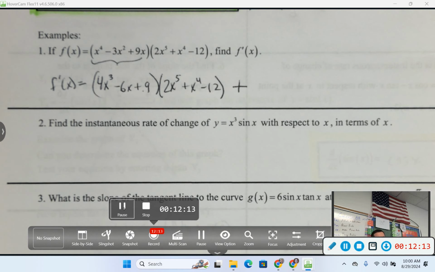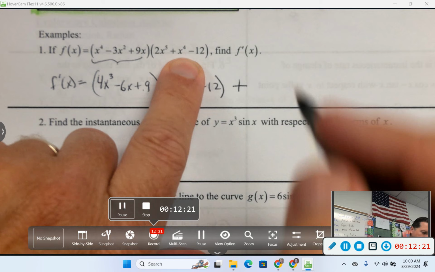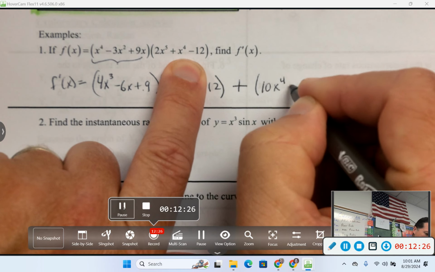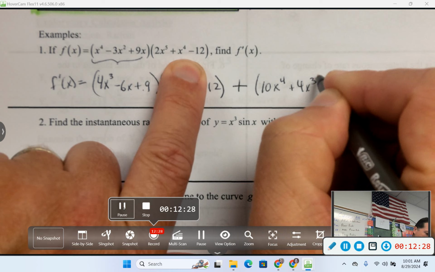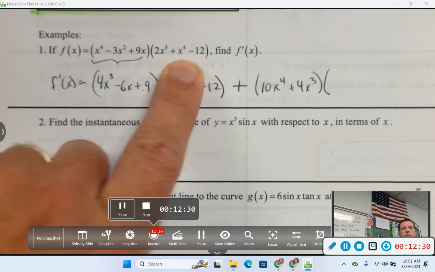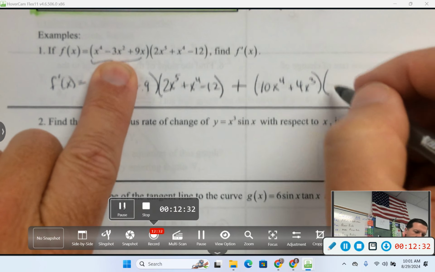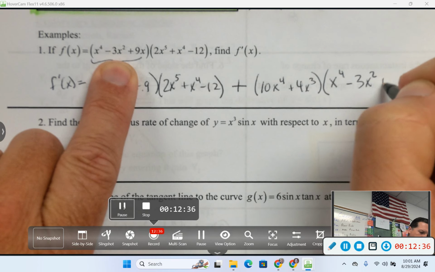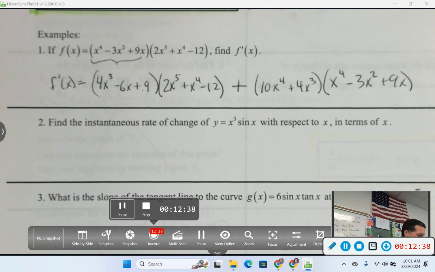Plus the other way around. So you've got to kind of keep track of, well, which derivative did I take? Which one did I leave alone? Now do the other way. So the derivative of the second one, 10x to the fourth plus 4x cubed, times the original of the first one, so don't do anything to it, x to the fourth minus 3x squared plus 9x. And no way do I want to multiply that out, so just leave that alone.